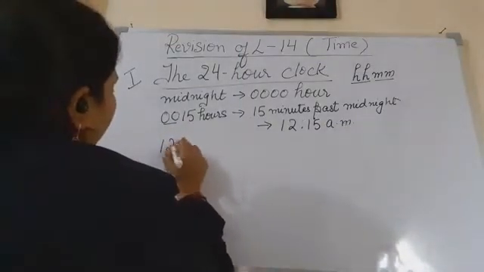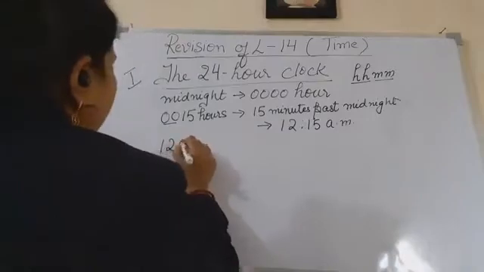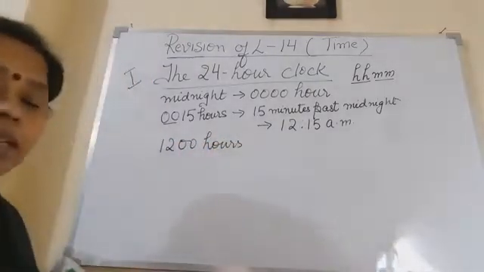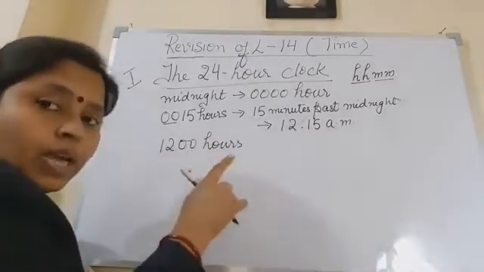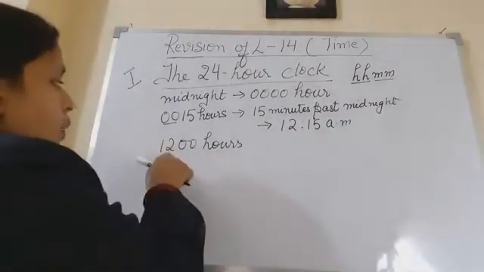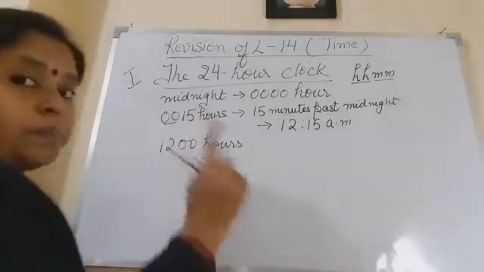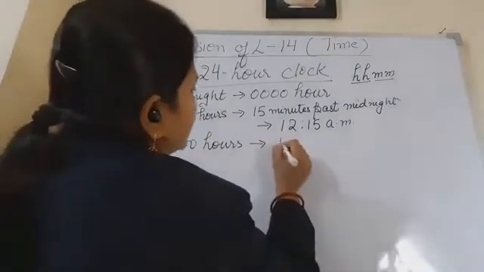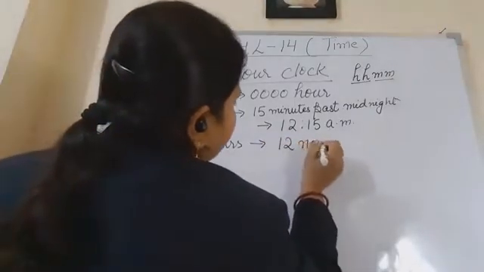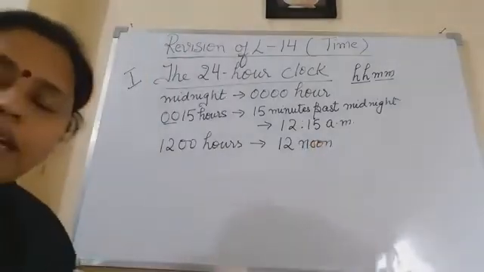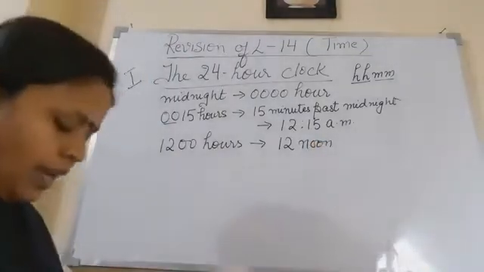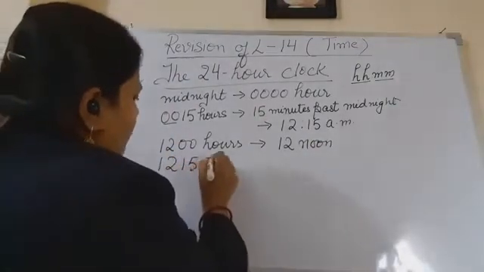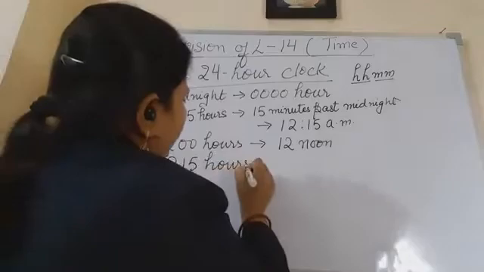Right? Now children, see this time, 12:00 hours. So what does this mean? Well, this time in 24-hour clock means 12 hours past midnight. So this time stands for 12 noon. Okay, so in 24-hour clock, this time means 12 noon. So therefore, if I write 12:15 hours, what does it mean?